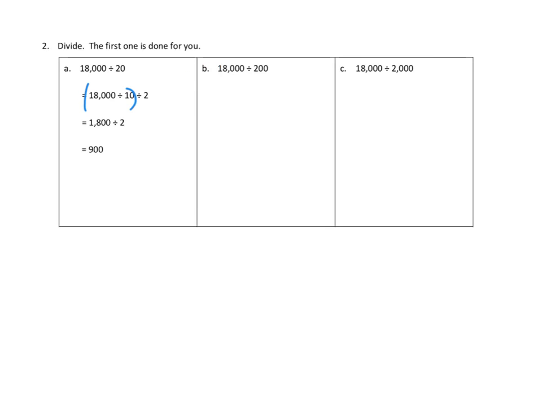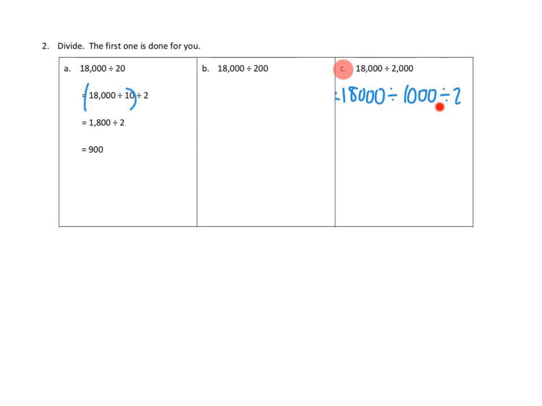I'm going to let you do 2B. I'm going to take a look at 2C and see if we can solve that one. 2C asks us to do the following: 18,000 divided by 2,000. I'm going to mimic what they did in that first problem. I'm going to say this is the same as 18,000 divided by 1,000 divided by 2. So that's the same problem. 18,000 divided by 1,000, I think I can figure that out.